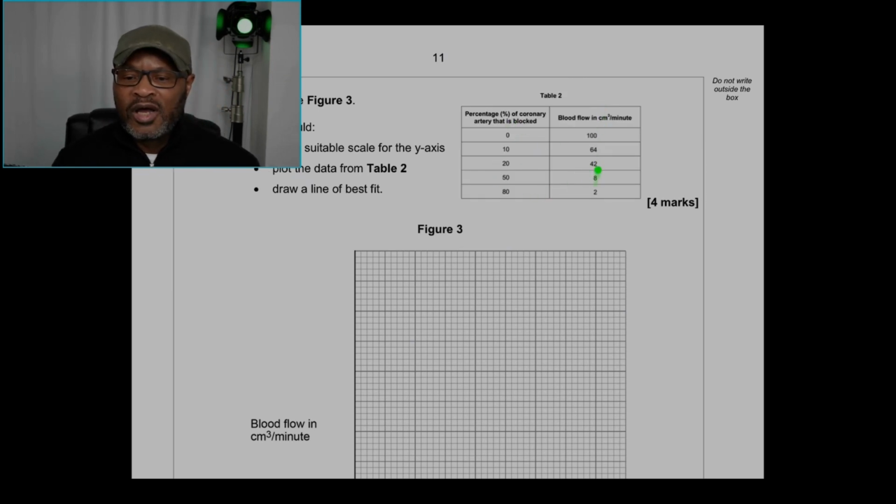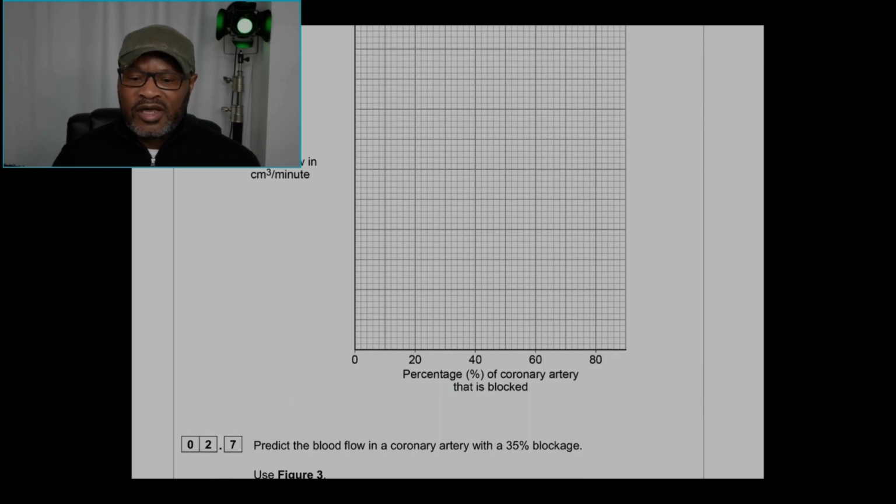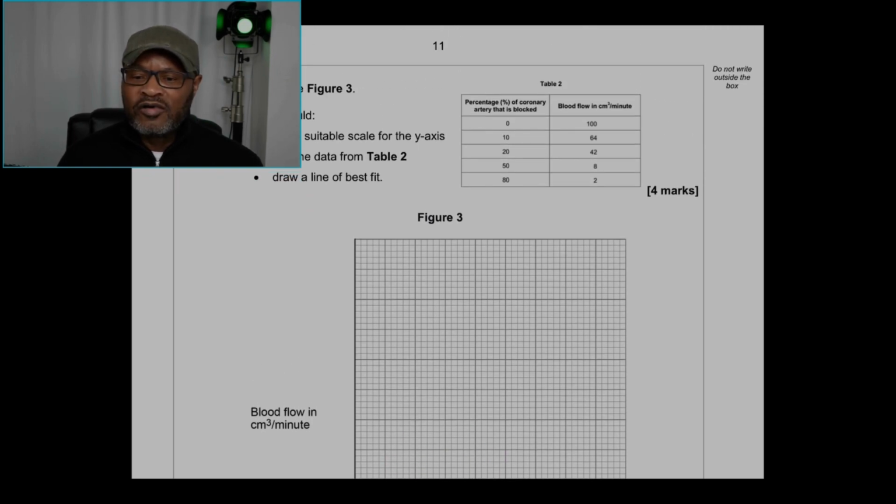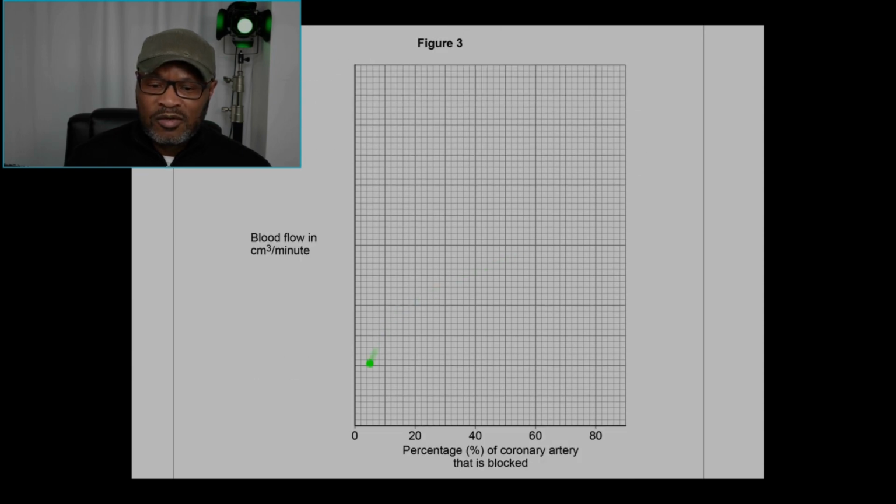So this is your y values, the blood flow rate. That will be your x values, so the x values have been done for us. We just need to do the y values. For the y values, we're going from 2 to 100, so practically we can start from 0. So I'm going to call that 0, 20, 40, 60, 80, 100.